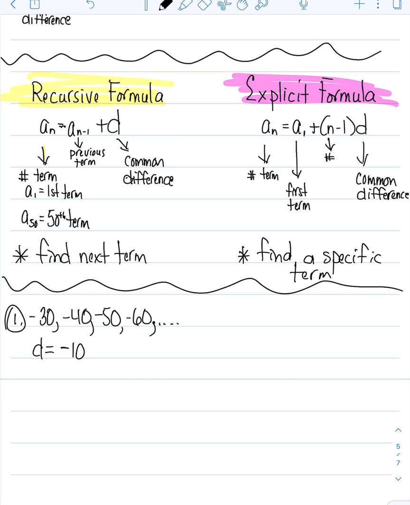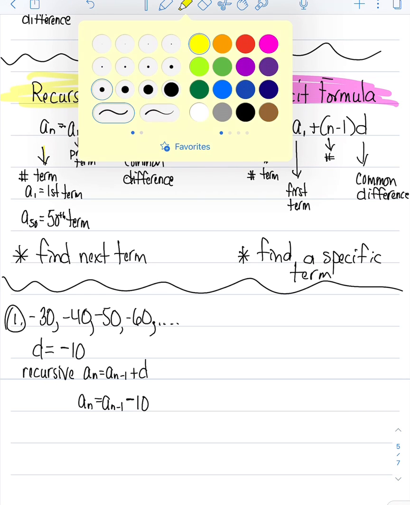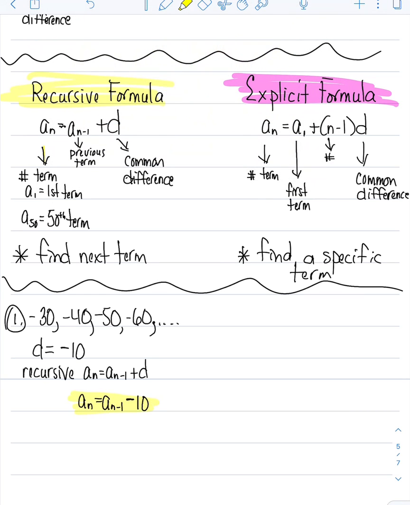So now let's find our recursive formula. Okay, so first I write it. A sub n equals a sub n minus 1 plus d. So a sub n equals a sub n minus 1. What is our common difference? It's minus 10. So this is my recursive formula. Okay, now let's take a look at our explicit formula.